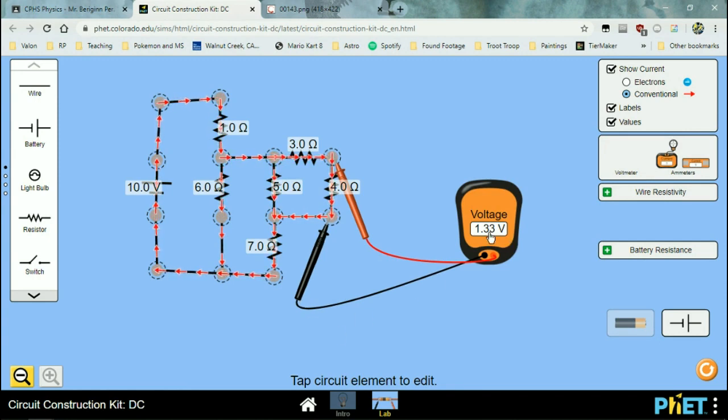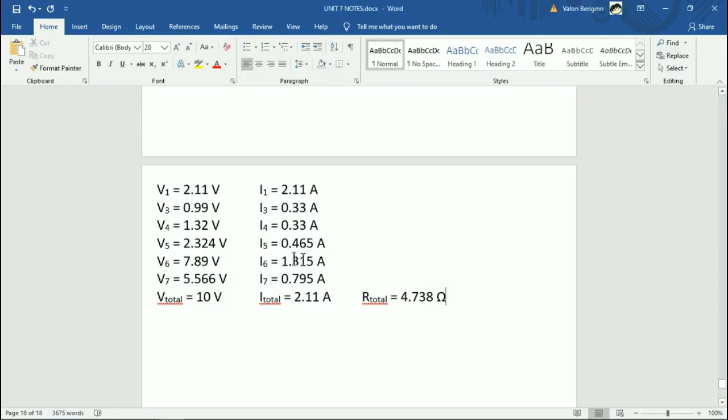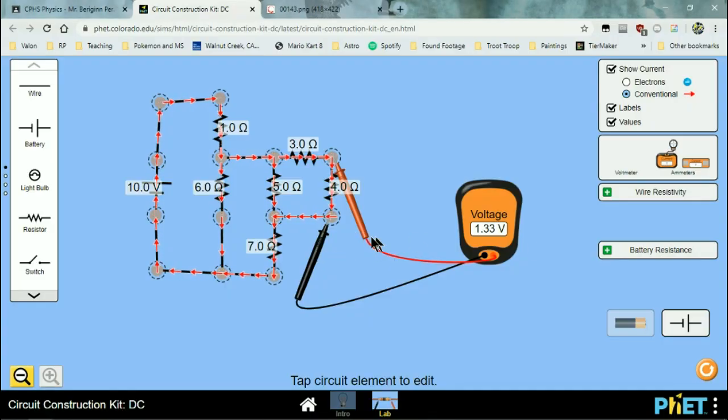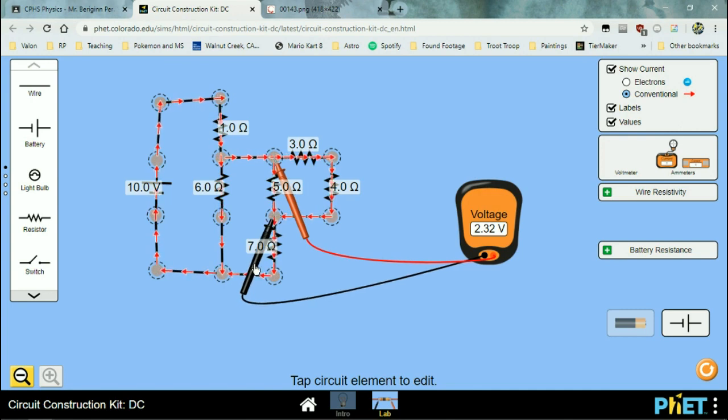Okay, again, there was rounding involved, so if I'm off by 0.1, I don't think that's wrong. So, yep, okay, so 1.33. So V5 now should be 2.32, or maybe 2.33. 2.32, okay, there you go.